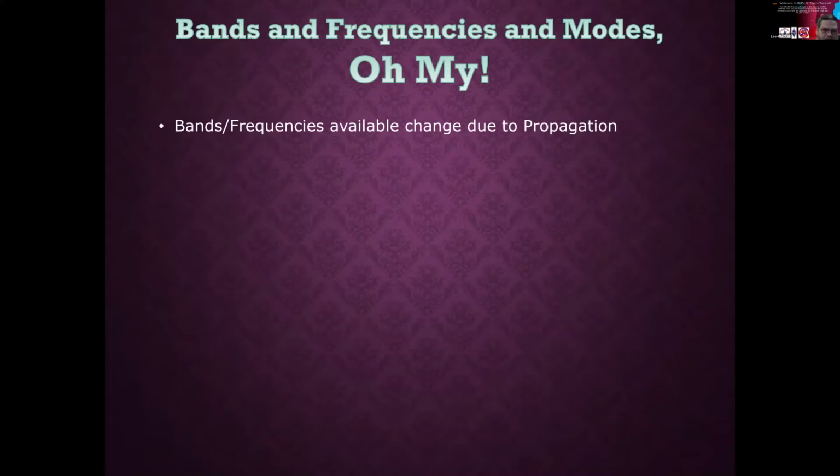Bands and frequencies available change due to propagation. Everybody knows that. In a real life event situation, we may have to be adaptable due to changing parameters in propagation. Some gateways may not be available during an actual event. We all know what happens when one of our favorite gateways doesn't work. Everybody cries and screams at Dave, what happened?